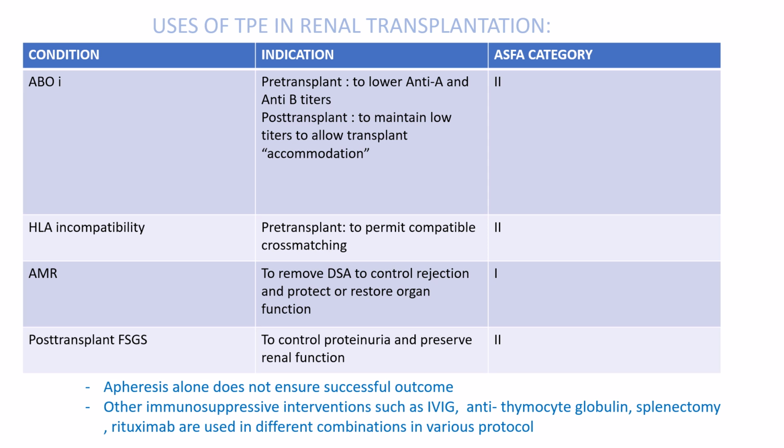For AMR, to remove the DSA to control rejection and protect and restore organ function, it is category 1 according to the ASFA guidelines. Post-transplant FSGS, to control the proteinuria and preserve renal function, is under category 2. So apheresis alone does not ensure a successful outcome. Other immunosuppressive interventions such as IVIG, antithymocyte globulins, splenectomy and rituximab can be used in different combinations in various protocols.